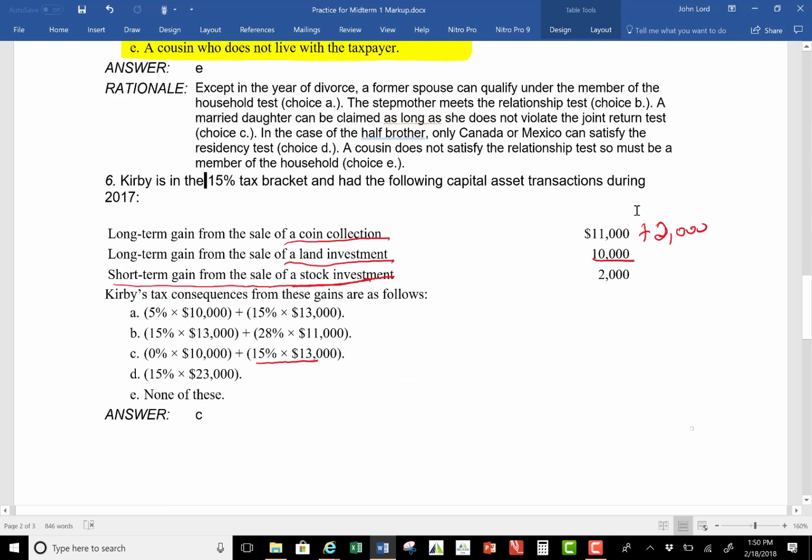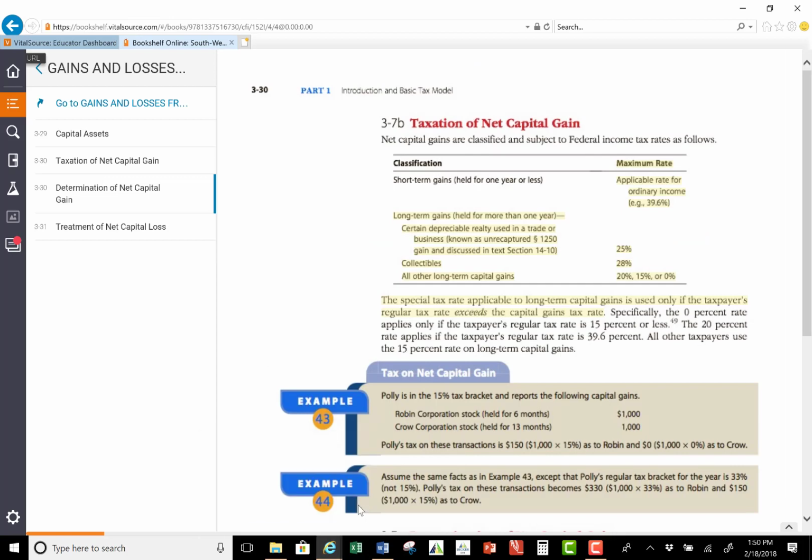Okay, good. Then we get into number 6. And before we go too far into 6, I just wanted to go ahead and bring up the textbook for a second and point out something. I'm not sure that we made quite as much out of it as we should have in class, and that these favorable rates for the long-term gains only kick in if the taxpayer's regular rate is above these more favorable rates. Then you get to kick into these more favorable rates.